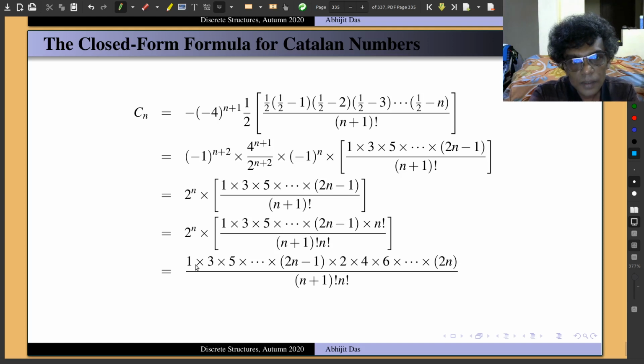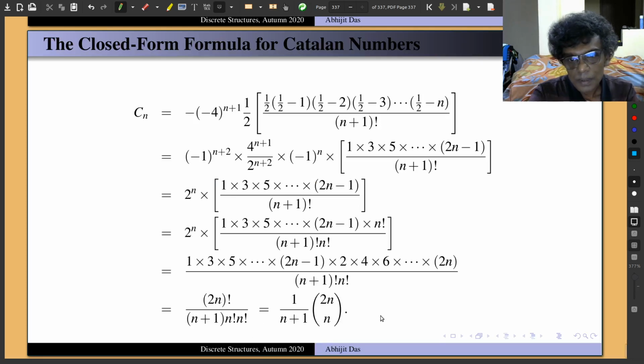And then what is the numerator? This is 2n factorial. 1, 2, 3, 4, 5, 6. So this is 2n factorial. And in this n plus 1 factorial, I can take out n plus 1, n factorial times n factorial. So now I have 1 over n plus 1 times 2n choose n. This is the same formula as we have derived using a combinatorial argument.